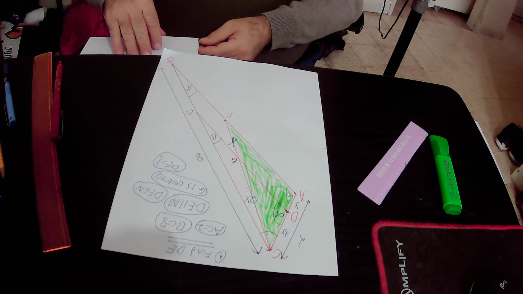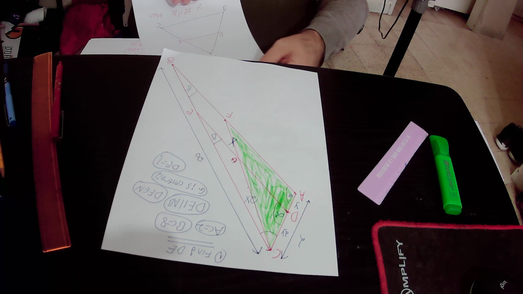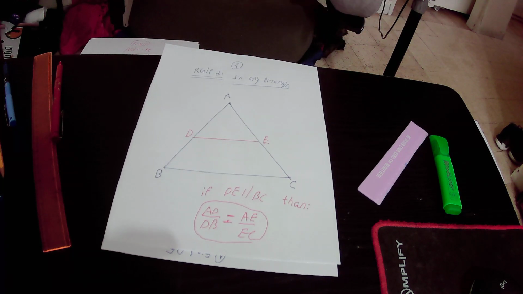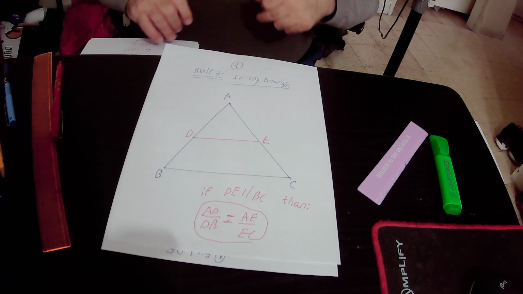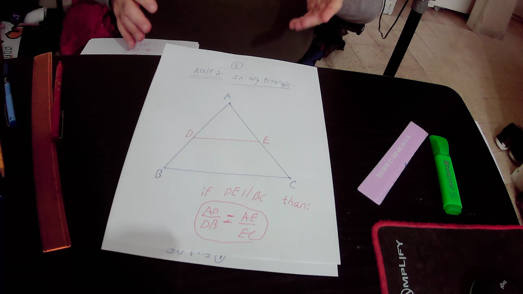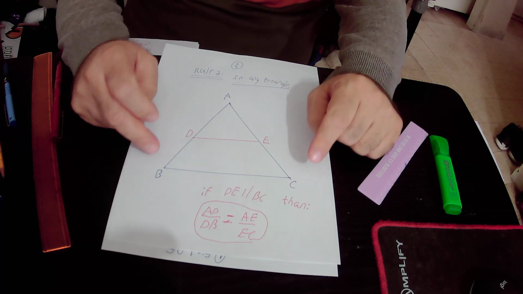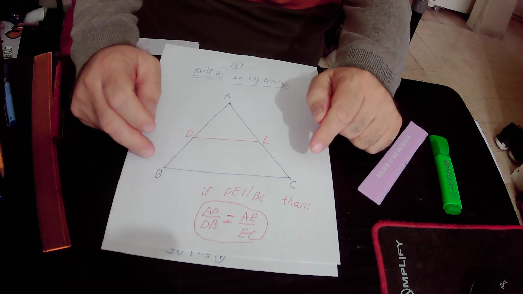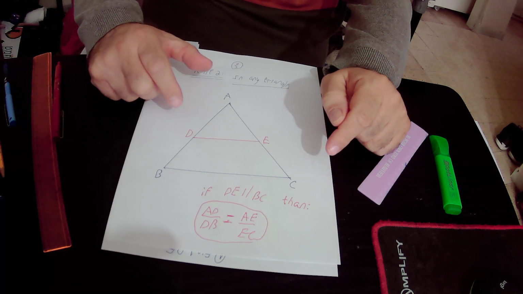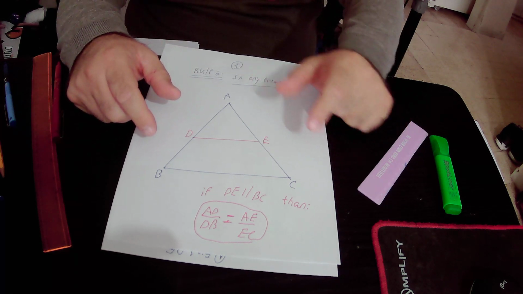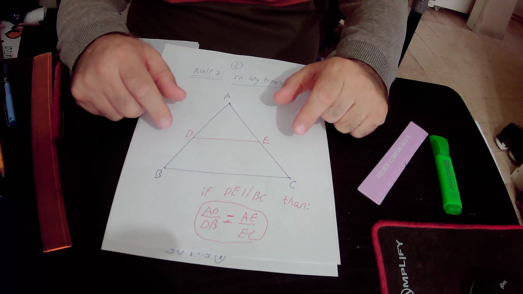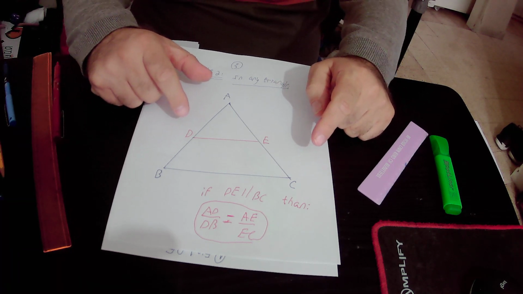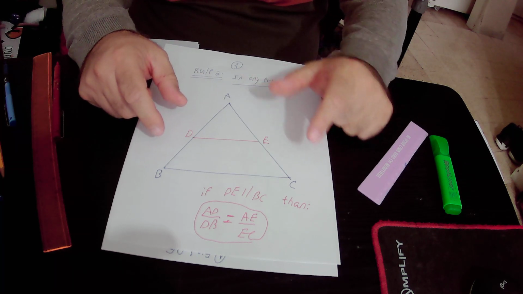And we actually have another rule, rule number 2, that is true in any triangle. If we have triangle ABC that could be any triangle, and in triangle ABC we know that line segment DE is parallel to BC, then the following equality is true: AD over DB equals AE over EC.